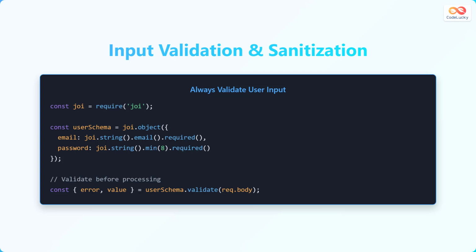Here, email is validated as a string and is checked to be a valid email. Also, it is marked as required. The password field is also validated as a string, with a minimum length of 8 characters, and it is also marked as required. Finally, validate the request body against the user schema. The validate function returns an error object and a value object, which we can use to handle validation errors and access the validated data.